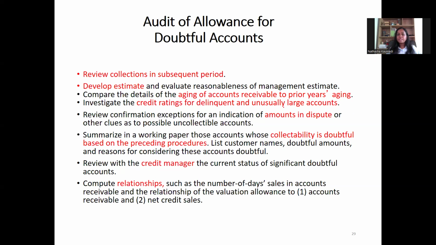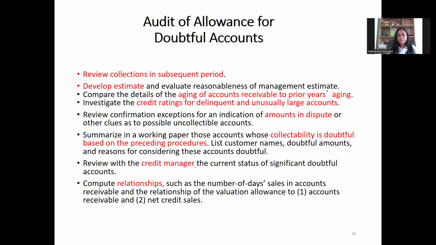Now you definitely have to see whether these credit limits have been approved properly in the system, whether there are any fake approvals. You have to check them. And likewise, summarize in the working paper those accounts whose collectability is doubtful based on the preceding procedures. You have to provide them.